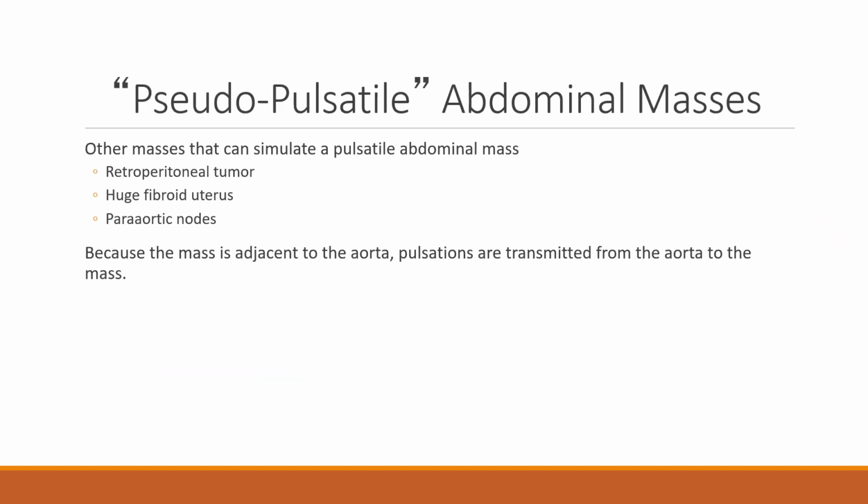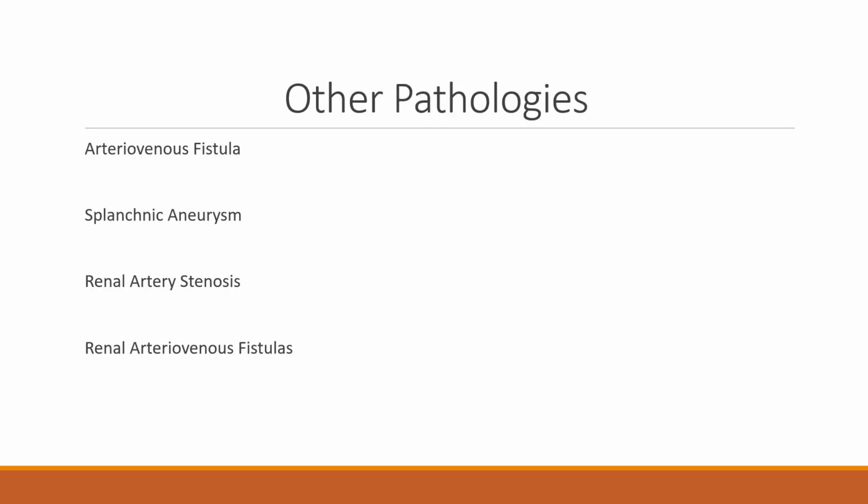Okay, pseudopulsatile abdominal masses. These are things that can mimic aortic aneurysm, because one of the symptoms or signs of aortic aneurysm is a pulsatile mass in the abdomen. Other things can mimic that. One is a retroperitoneal tumor. Another is a large fibroid in the uterus. And then para-aortic nodes can also do that. Because they're adjacent to the aorta, the pulsations from the aorta get transmitted to the mass, and then it feels like the mass is pulsatile.